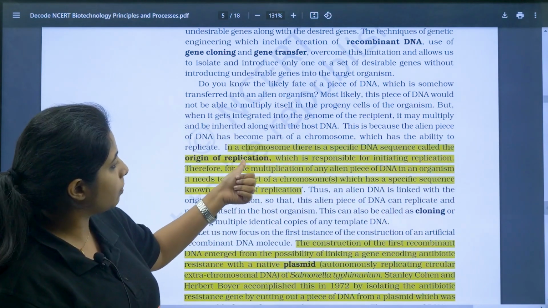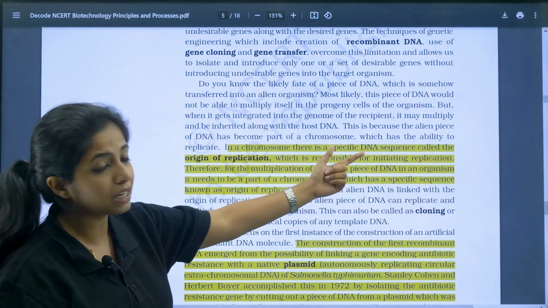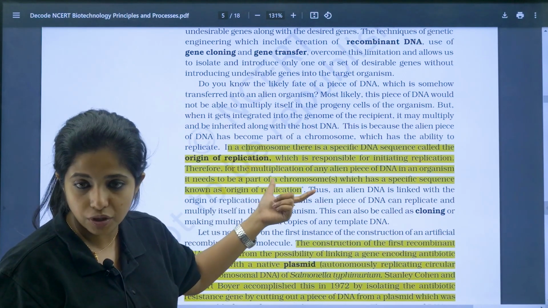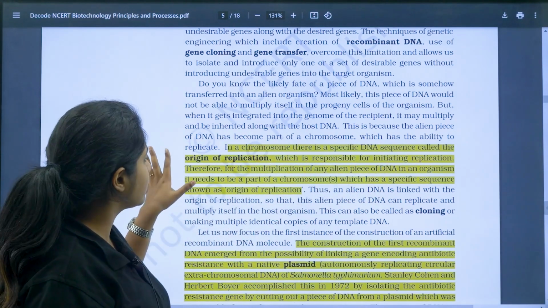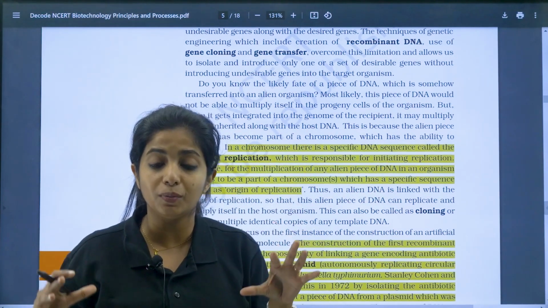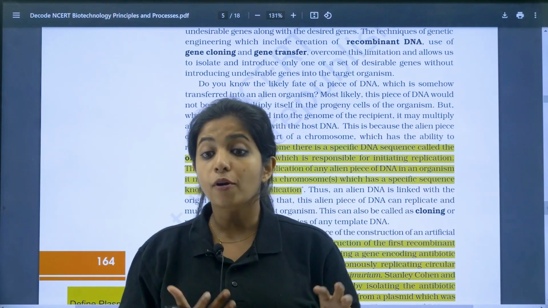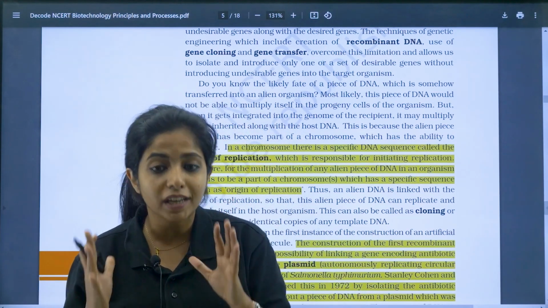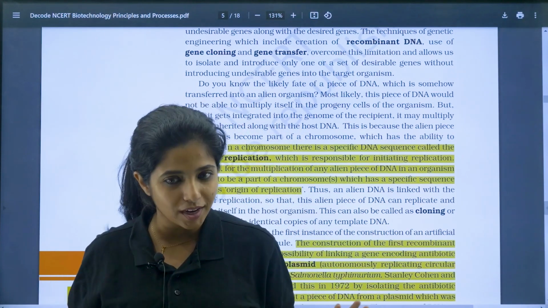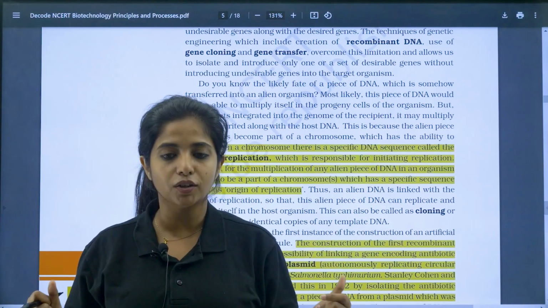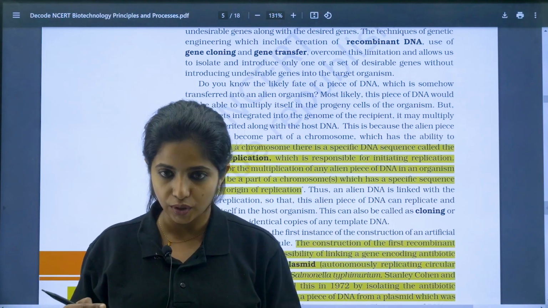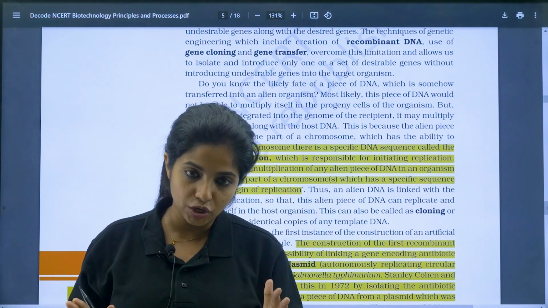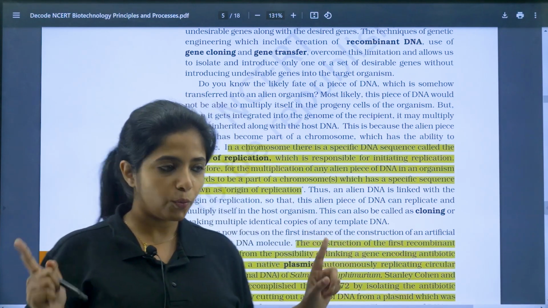What is origin of replication? In a chromosome, there is a specific DNA sequence, what do you call it? Origin of replication, which is responsible for initiating replication. This is where the DNA polymerase comes and attaches, and then the whole process of DNA replication takes place. Without origin of replication, I cannot imagine anything starting its replication process. So we need an origin of replication, otherwise things are not going to work.